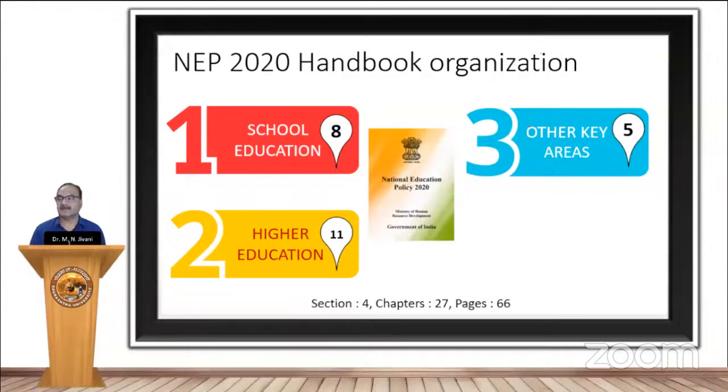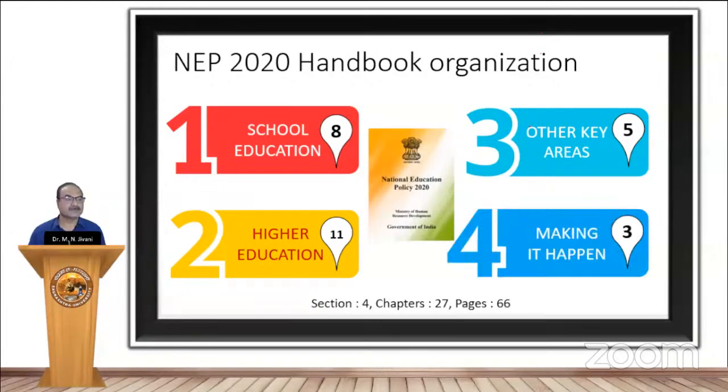And then comes the third section, which has 3 chapters, and the name given is other key areas, where 2 chapters are specially given for technology. Here we are going to discuss technology, but in the entire manual you will find the word technology. Then the fourth one is making it happen. How we are going to implement technology is described in section number 4, which has 3 chapters. So section number 1 has 8 chapters devoted to school education. Section number 2 has 11 chapters, named higher education. Section number 3, other key areas, and section number 4, make it happen.